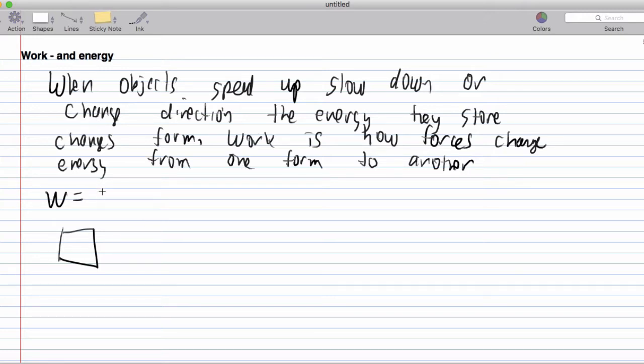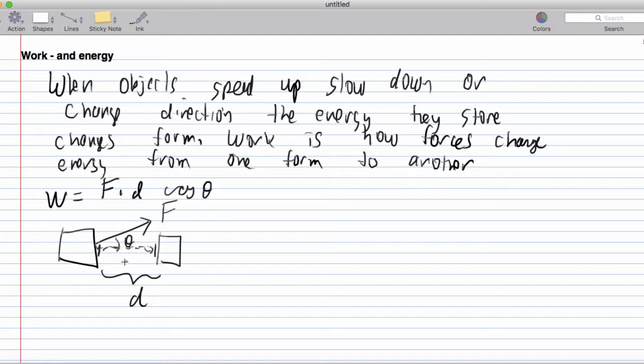So the formula for work is, if I have a force and I move an object from here to here using that force over a distance d, you take the force, you times it by the distance you move the object through, and you times it by the cosine of the angle between the force and this displacement, or this distance d. Now, often the IB will write this as F times S times the cosine of the angle. So this is basically the definition of work.